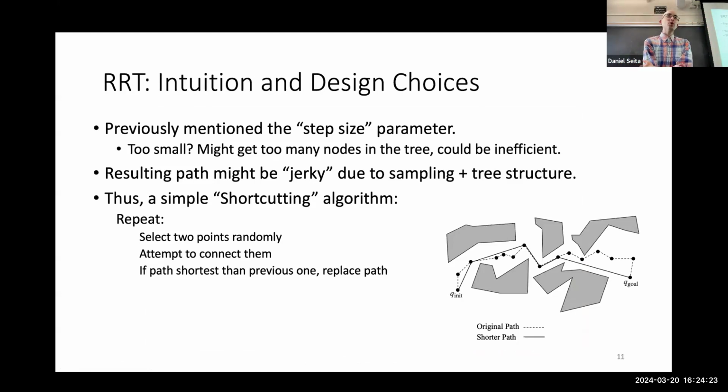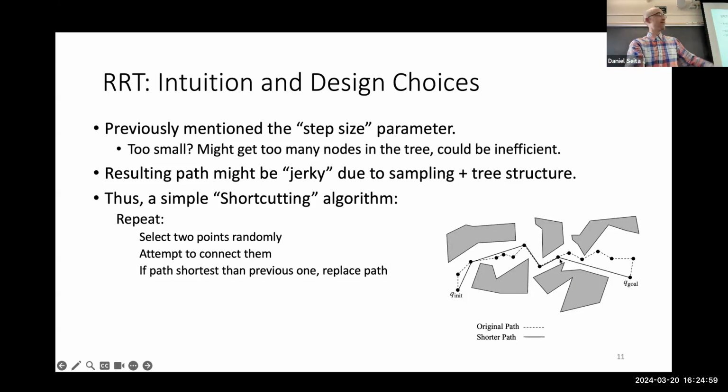Again, there are many design choices when you decide how you're going to implement RRT. If your step size is too small, you might not grow the tree as much or as quickly. A potentially bigger problem is that your path might be very jerky because of the way the tree was formed. You saw examples of that a few slides ago, where the path from initial to the end was very jerky and didn't seem very smooth. So that's why people try to do shortcutting.